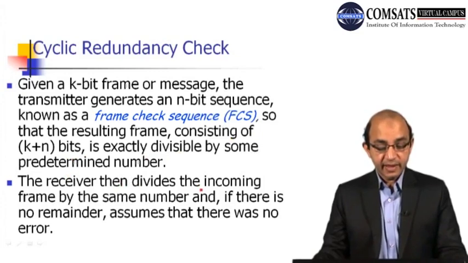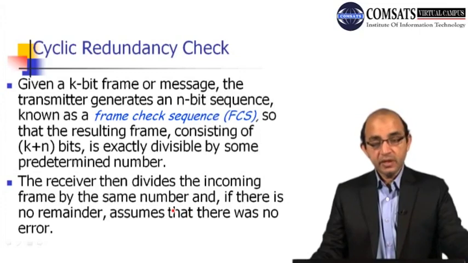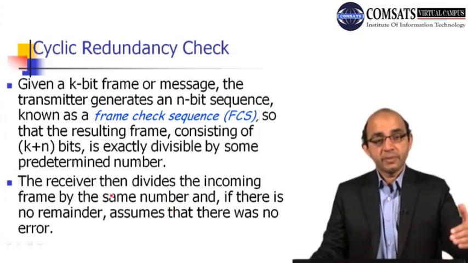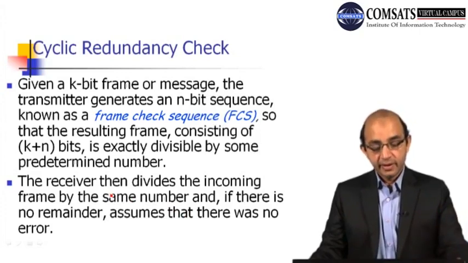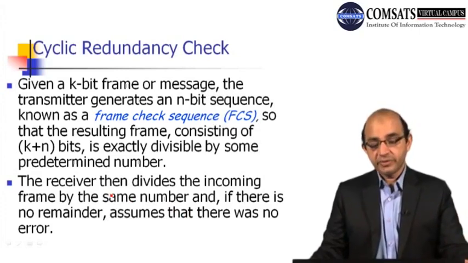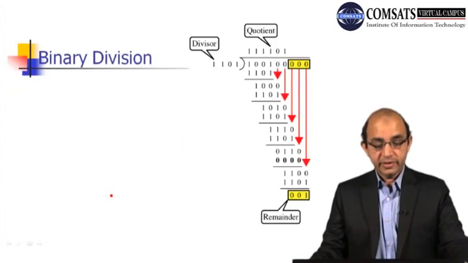The receiver then divides the incoming frame by the same number, and if there is no remainder, assumes that there was no error. So this is a very interesting mathematics that is involved. If we talk about the TCP/IP stack, on the MAC layer, or on the data link layer, we are actually dealing with frames. Then we can assume that this CRC has to be working there.